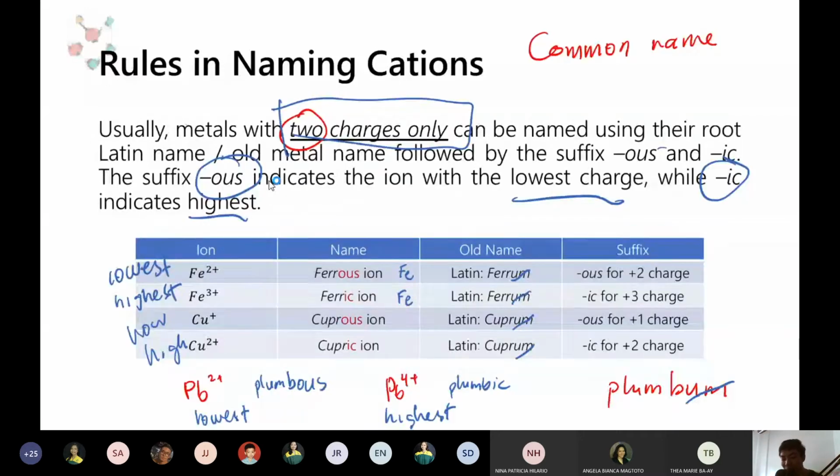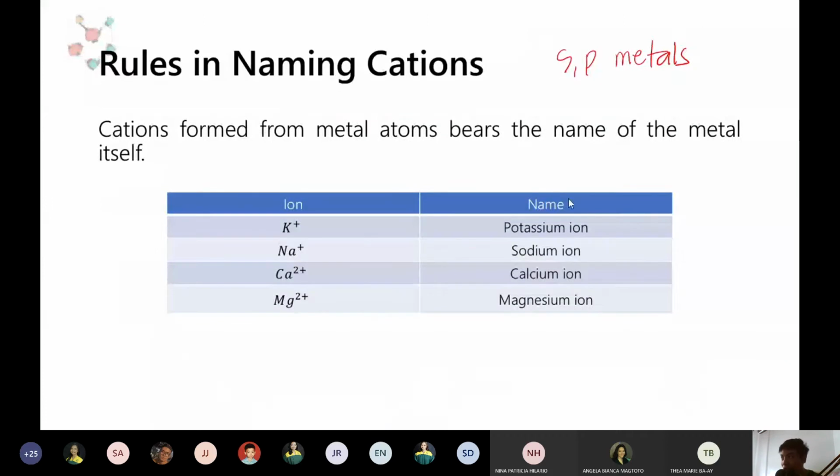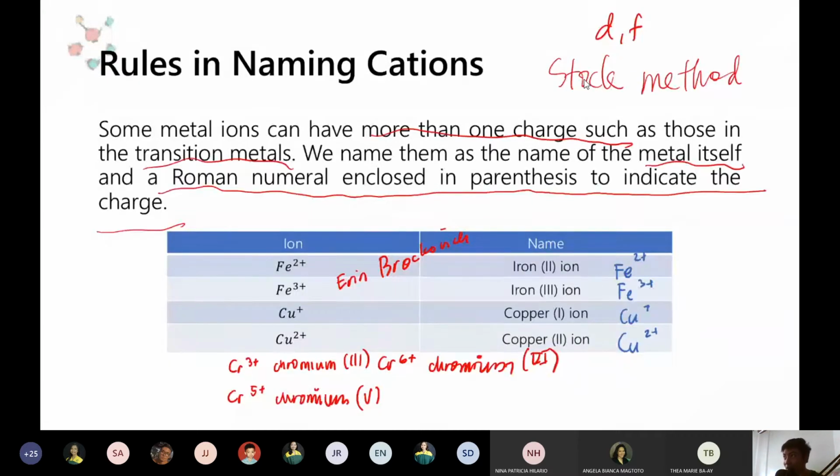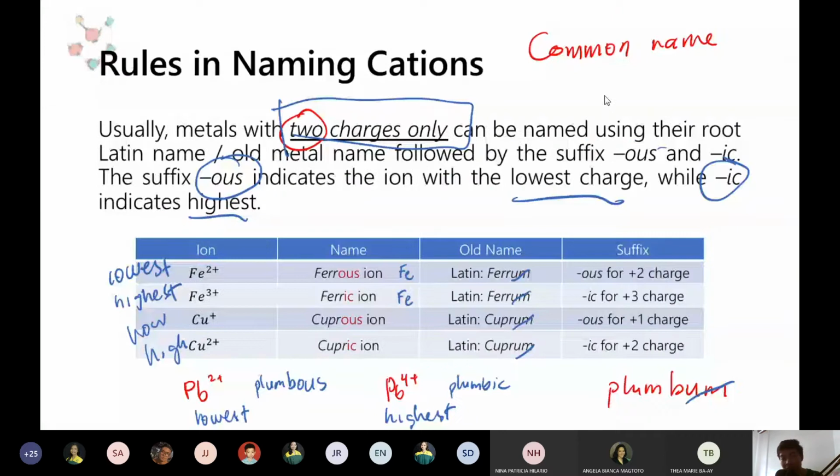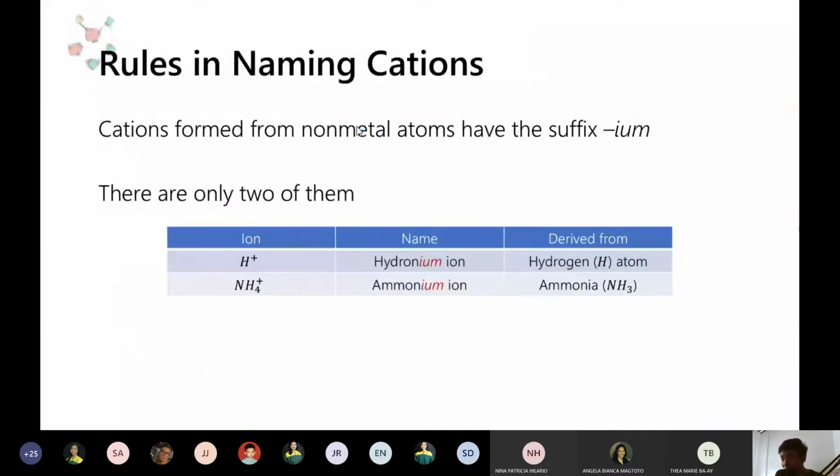So, ano mapapansin nyo? The first three rules are pertaining to cations that are metals. The first rule is for metals na nasa S and P. The second rule is metals for the D and F. The third rule is metals again for the D and F, but with two charges only. The fourth rule is different, no? Because we can form cations from non-metal atoms. So if you combine different atoms, depending on the number of electrons that they have, pwede sila maka-form ng cations. And paano mo malalaman na non-metal ions yon?